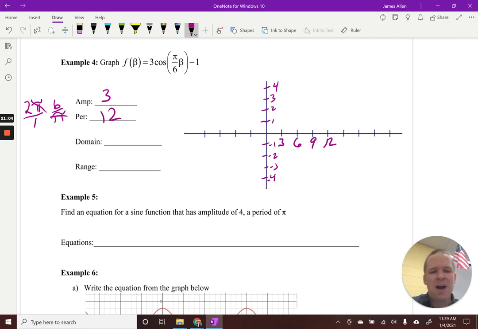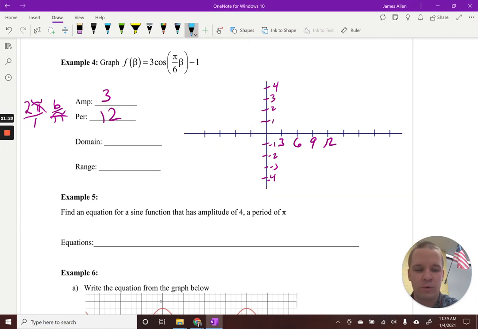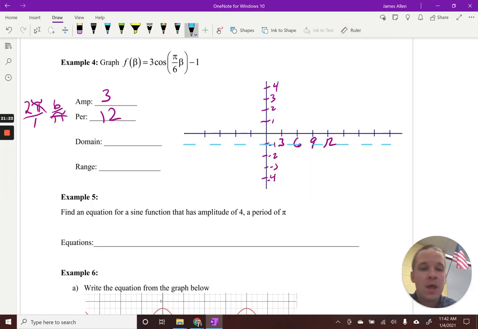Now, we've got something different going on right there, don't we? We're subtracting 1. Well, what does that do? That's going to shift our graph down 1. It's going to take that midline, in fact, that we referenced earlier, and move it down 1. So I'm going to do that in light blue with a ruler. All right, so there's my fancy ruler. Okay, so we got our midline sketched there.